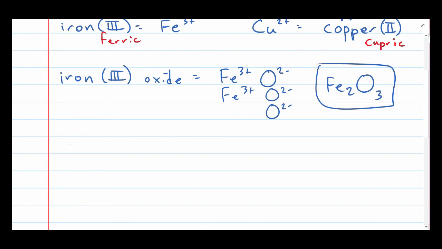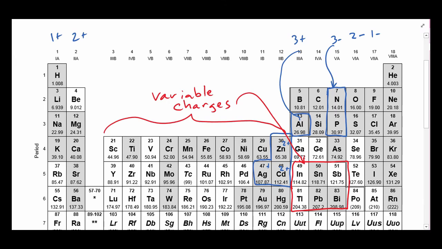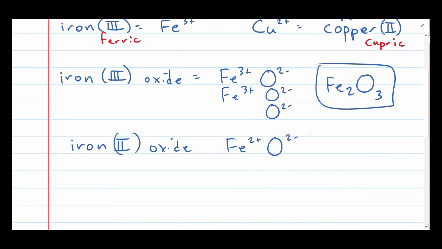Then if we wanted to write the formula for something like iron 2 oxide, iron 2 would include Fe with the charge of 2 positive. Oxide is O with a charge again of 2 negative, as it always has a 2 negative charge. So the formula here would become FeO. And again, that comes from the fact that we want to balance the total of the positives here with the total of the negatives.